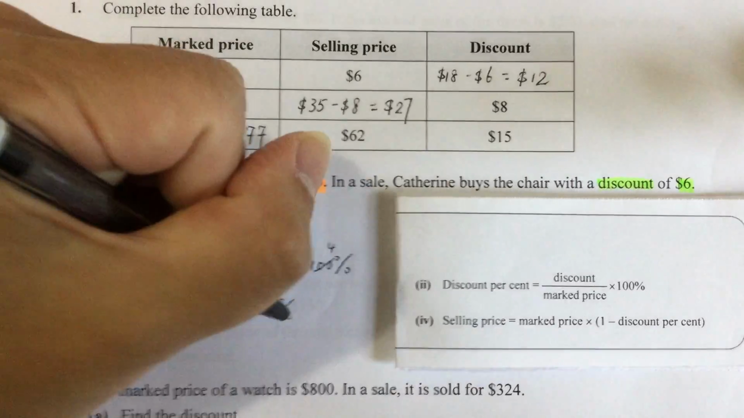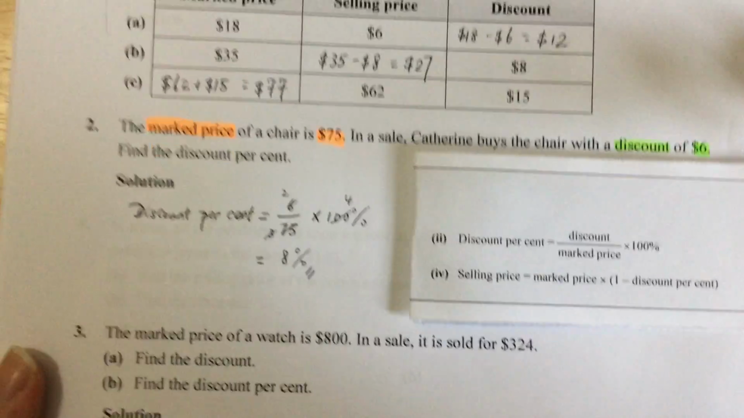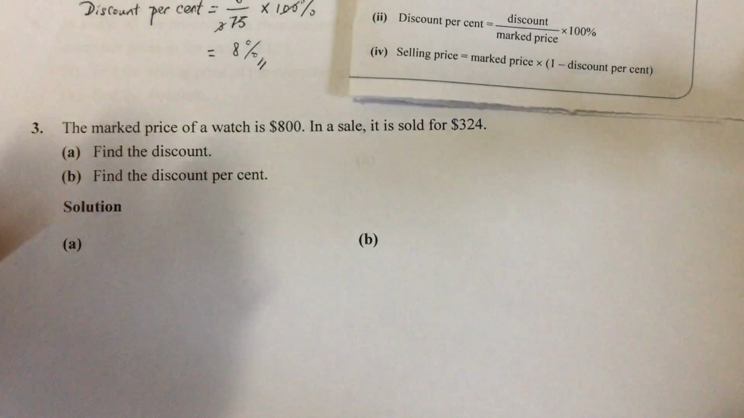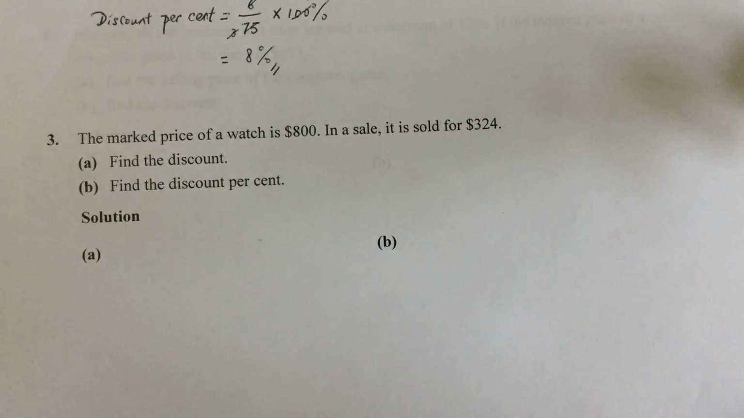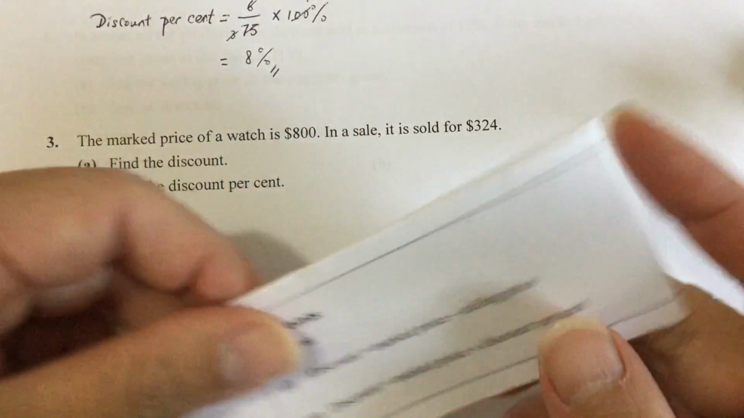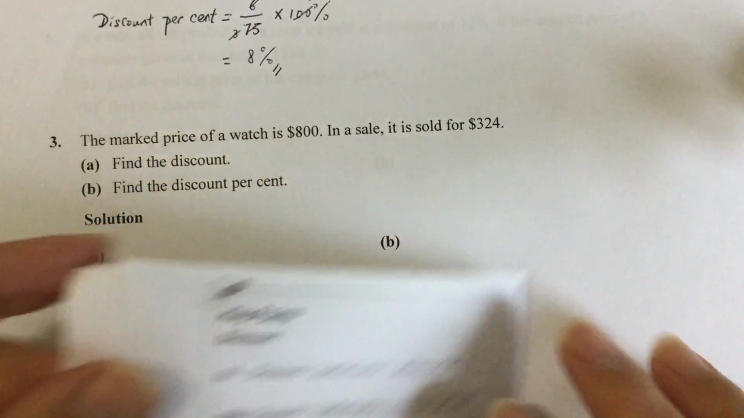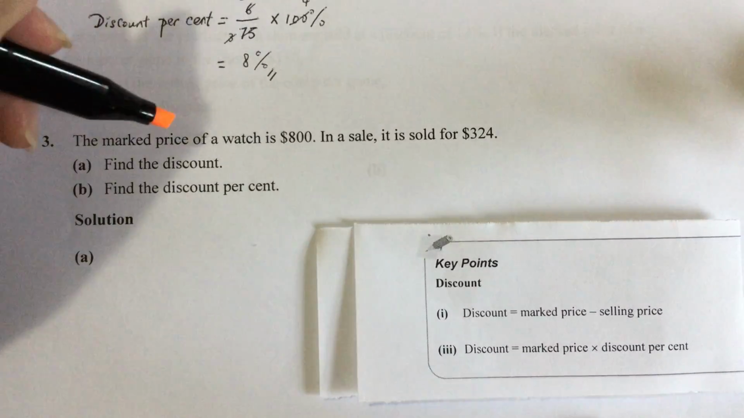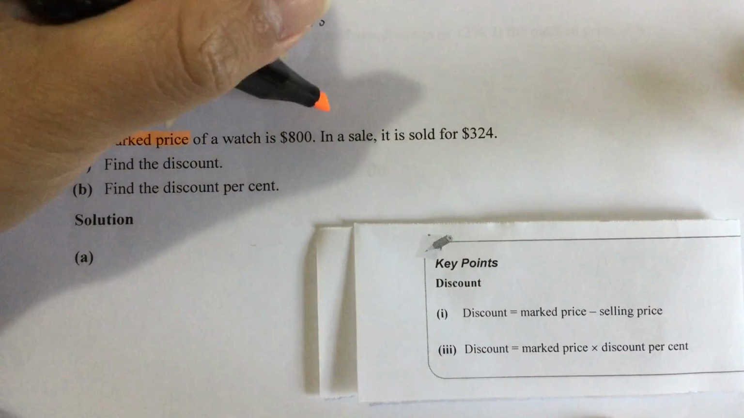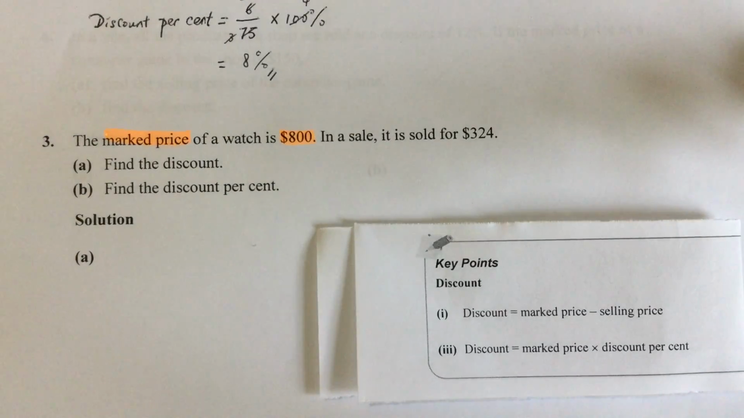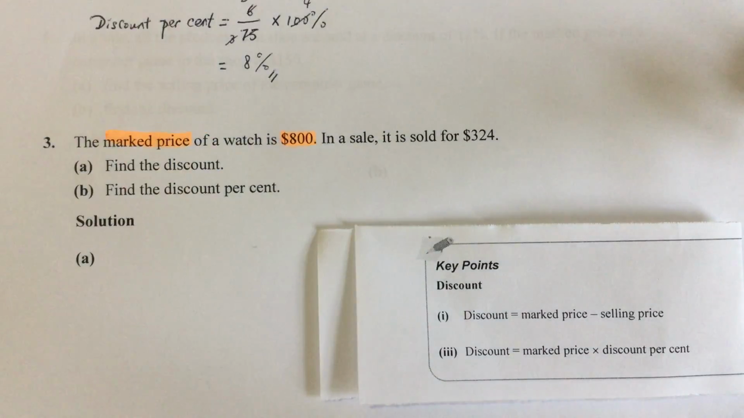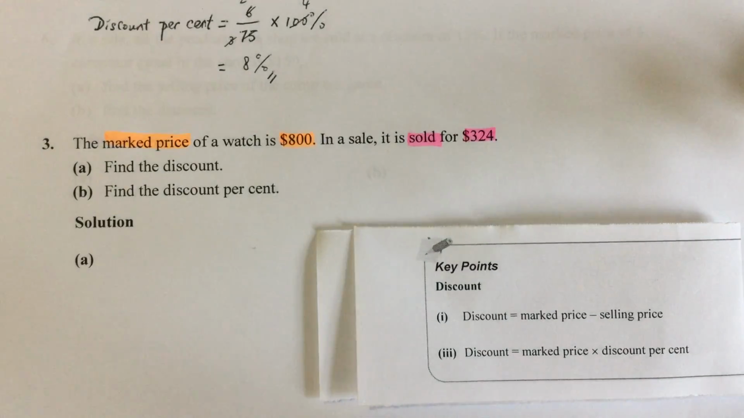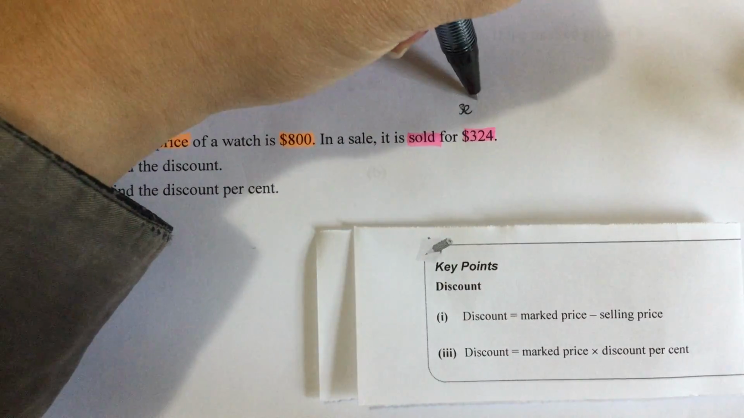Okay, now we will go to question 3. The mark price of a watch is $800. In a sale, it is sold at $324. You are going to find the discount and the discount percent. Let me look at the discount first. The mark price, obviously, is $800. And it is sold for $324. So that means this one is the selling price.